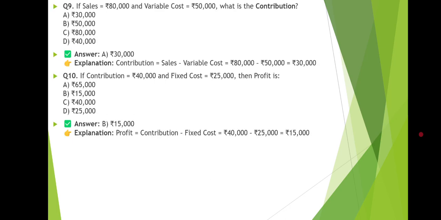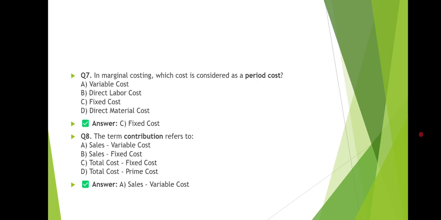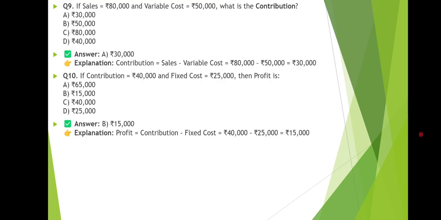Next question we have this one, and this question is based on the previous formula. We have sales 80,000 and variable cost 50,000. So what is the contribution? You can easily calculate this by using this formula. Contribution is equal to sales minus variable cost. That means 80,000 minus 50,000 is equal to 30,000.